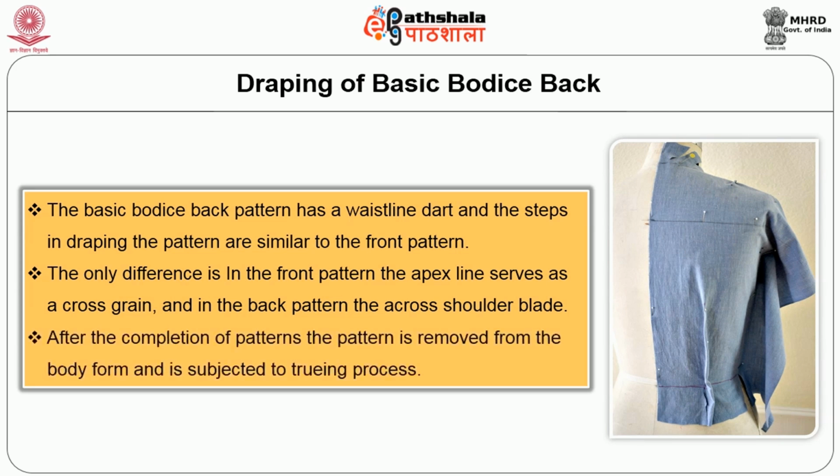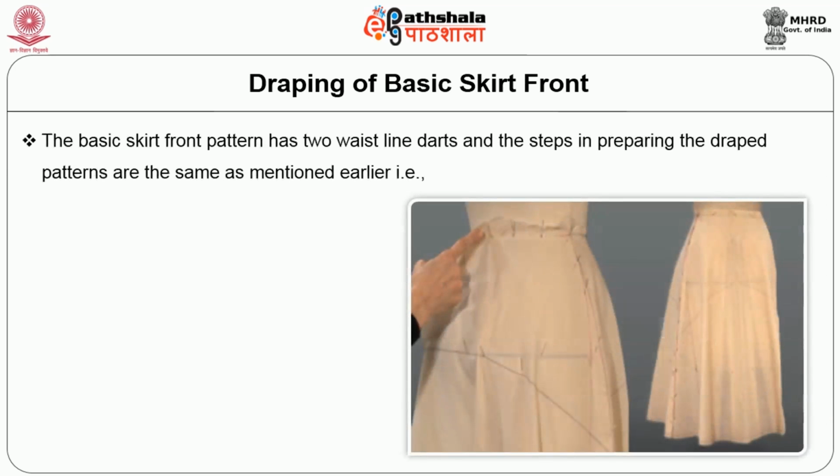After the completion of patterns, the pattern or the muslin cloth is removed from the body form and is subjected to the truing process. I hope you have learned the body's front and the back. Now we will move on to the draping of the basic skirt front and back. The basic skirt front pattern has two waistline darts, and the steps in preparing the draping of the skirt is also similar to the draping of the front.